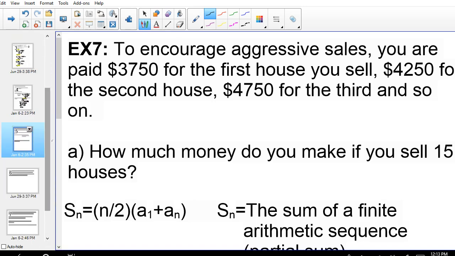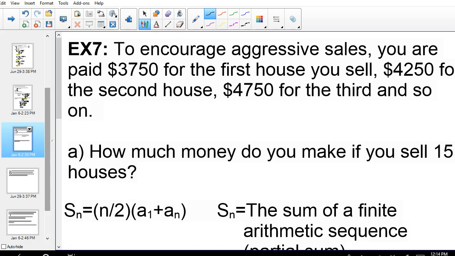All right, so in this particular case, to encourage aggressive sales, you are paid $3,750 for the first house you sell, then $4,250 for the second, and $4,750 for the third, and so on. So in this case, the amount that you are paid for each house increases each time you sell one.